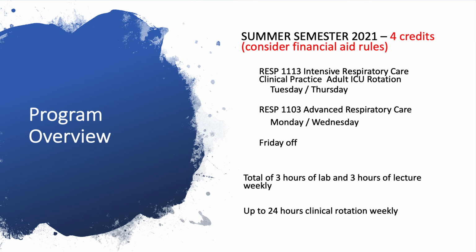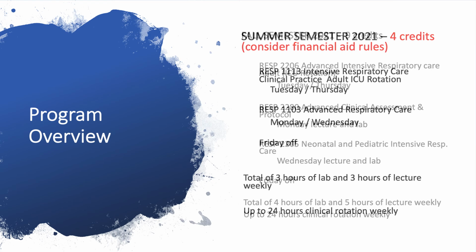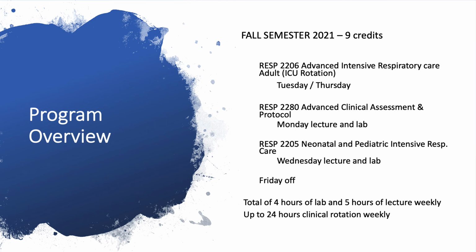This is your first ICU adult rotation. You will meet on Mondays for a 3-hour lab and on Wednesdays for a 3-hour lecture. Friday is off. When you return in the fall, you will have 9 credit hours. Clinical rotation is Tuesday and Thursday up to 12 hours each shift.